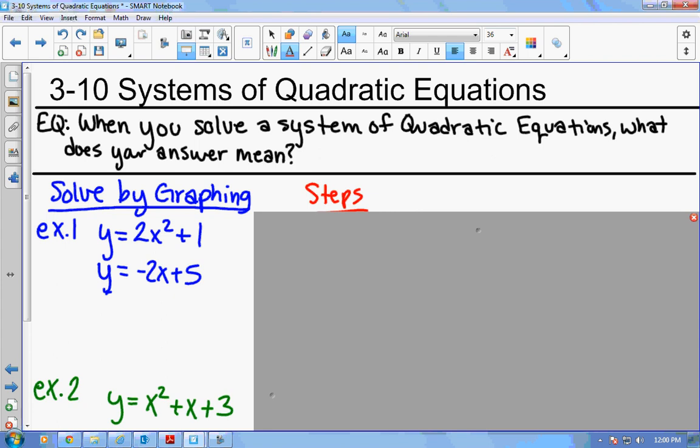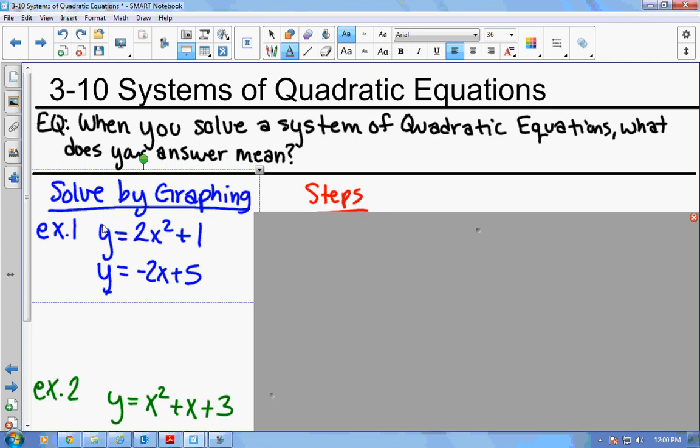Okay. So, solve by graphing. We have two functions, y equals 2x squared plus 1. We're looking today at quadratic functions and linear functions. Stetson, this first one, 2x squared plus 1, do you think that's a quadratic or a linear? Quadratic. Okay, that's correct. Can you tell me why it's a quadratic? Because of x squared. Exactly. X squared is the highest power.